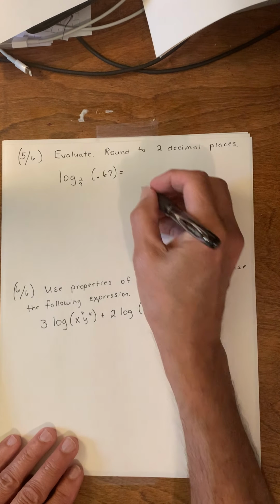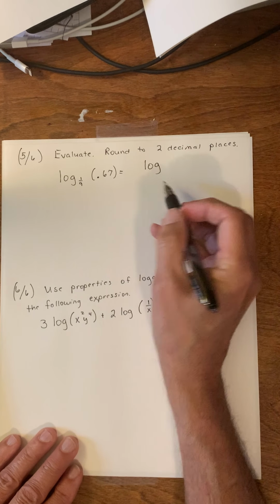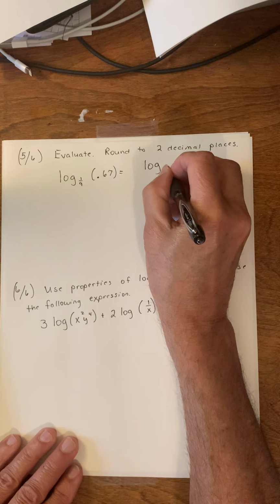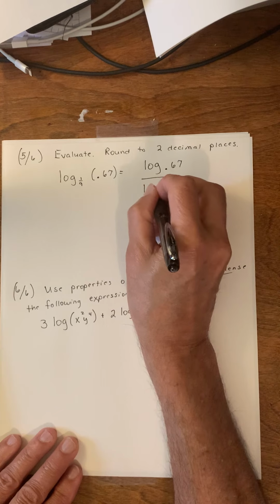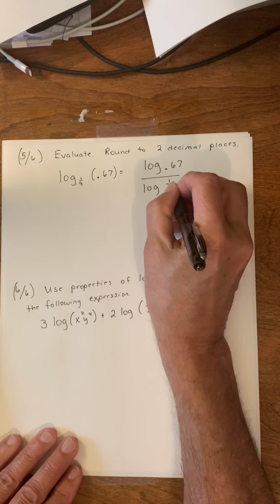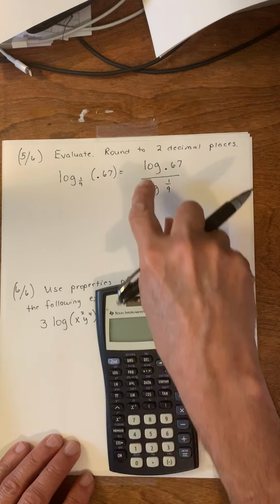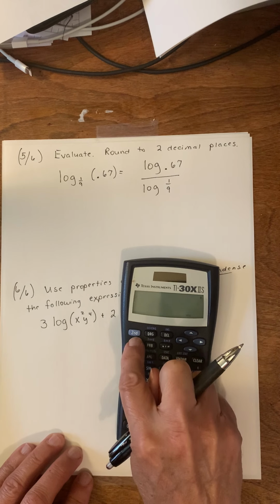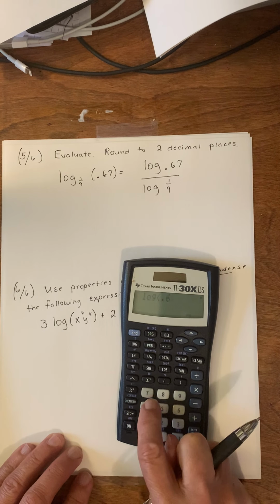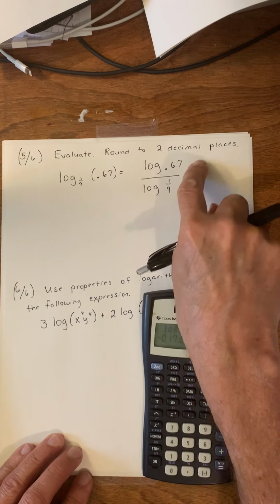I'm going to change that. I'm going to just go ahead and do the common log, the log base 10. So I'm going to change that to log of 0.67. That goes to my numerator, over log of 1/9. That goes to my denominator. Everybody get on that? So I'm going to do log of 0.67. Nothing I can do in my head. I got to use my calculator.